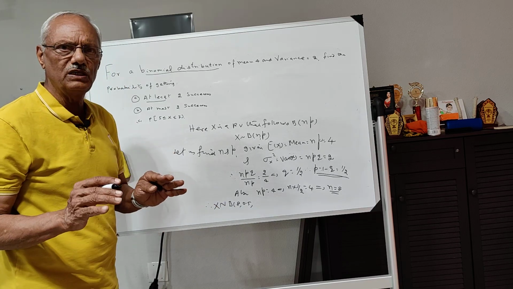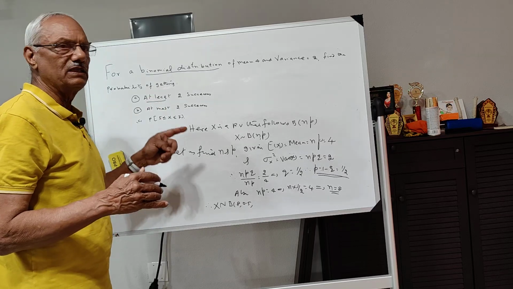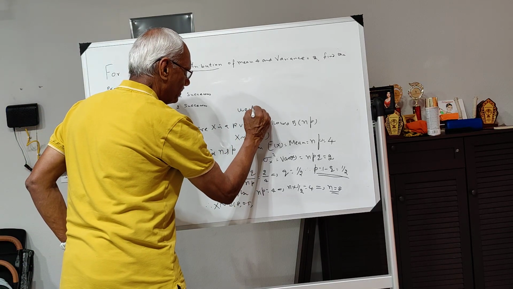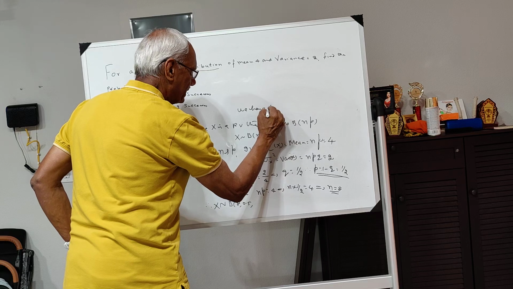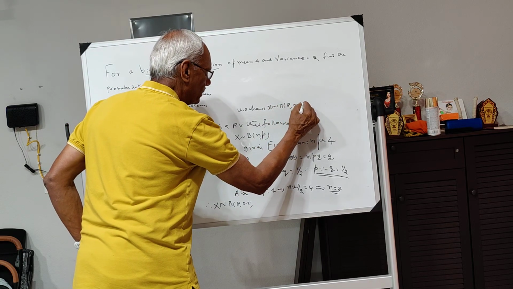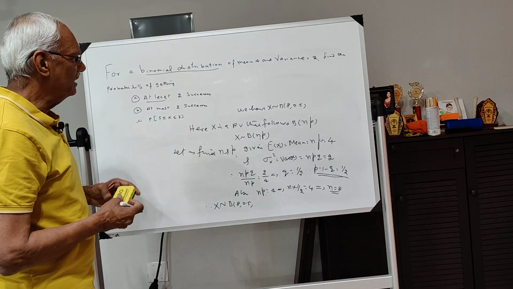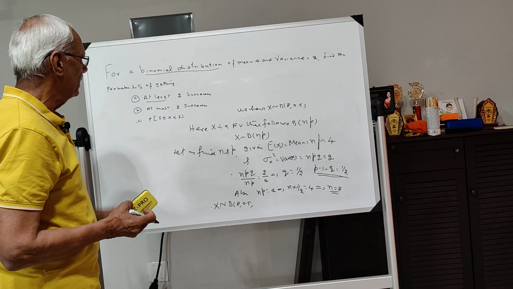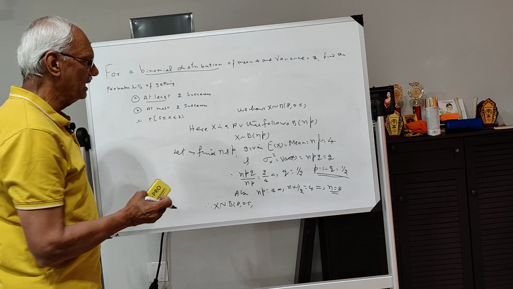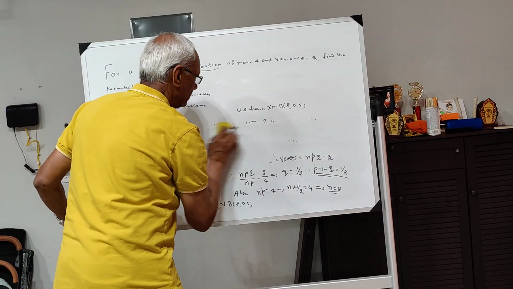Now, having found this, we will be able to answer all the questions given in the problem. So you write, we have X following B of 8, 0.5. Now we can work out any problem that is asked. In our question, we are asked to find the probabilities in all the three parts given in the problem. Okay. Now let me start doing this one by one.